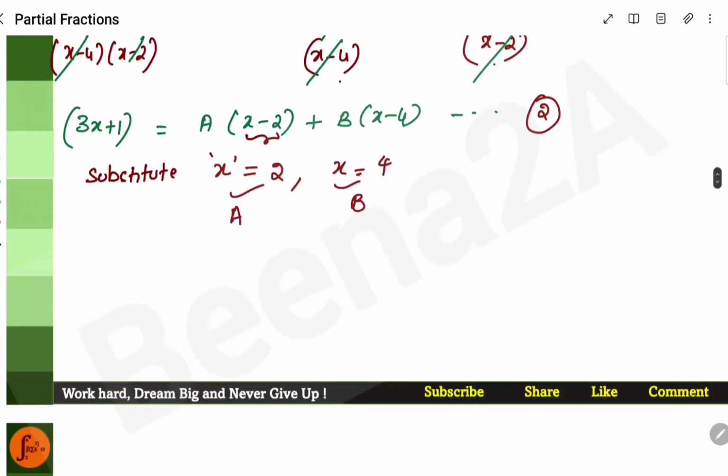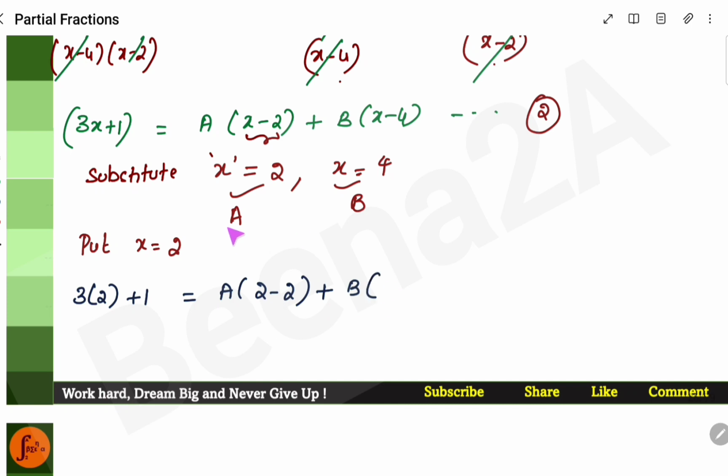Let's solve it, right? So put x is equal to 2. Again, order doesn't matter. You can put x as 4 first or x as 2 first. So I'll put x is equal to 2. So I'll get 3 into 2 plus 1 is equal to a into 2 minus 2 plus b into, instead of x I'm putting 2, so it will be 2 minus 4. I'll get 0 into a, which is 0, plus 2 minus 4 is minus 2, so I'll remove this plus. I'll put minus 2b. Here it is 6 plus 1, which is 7.